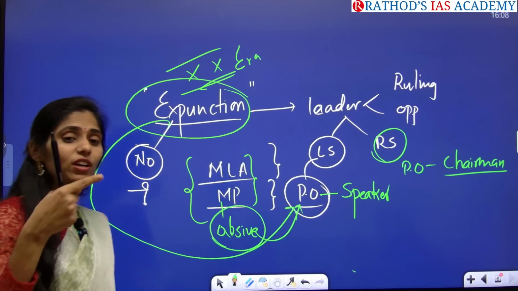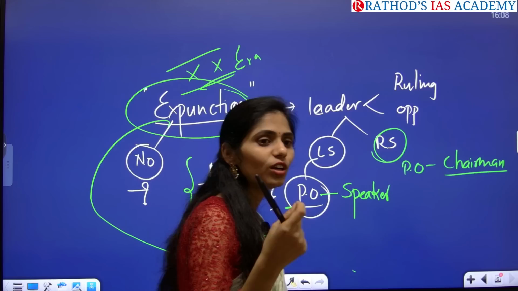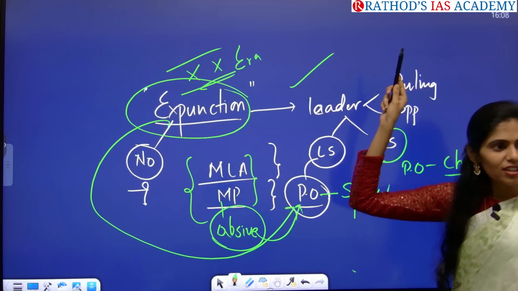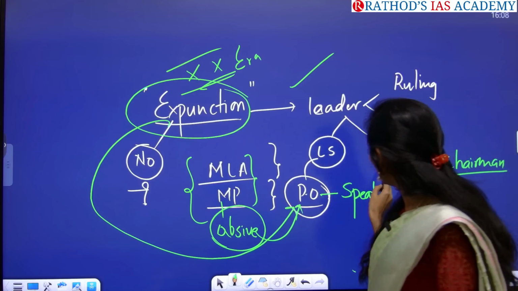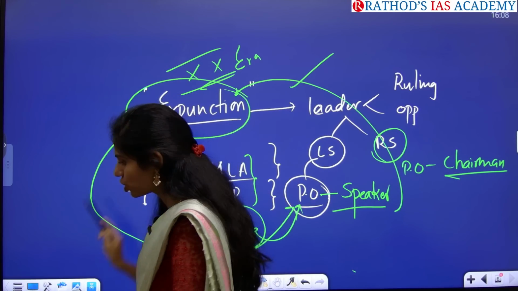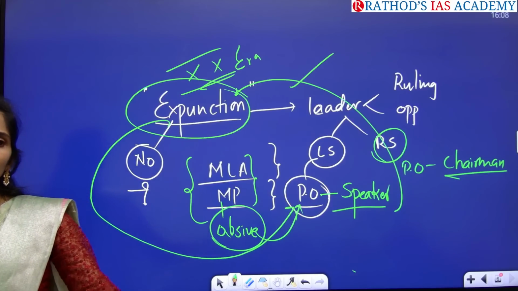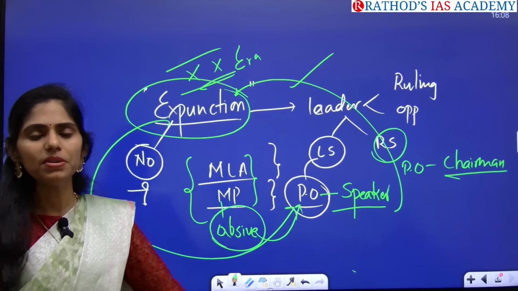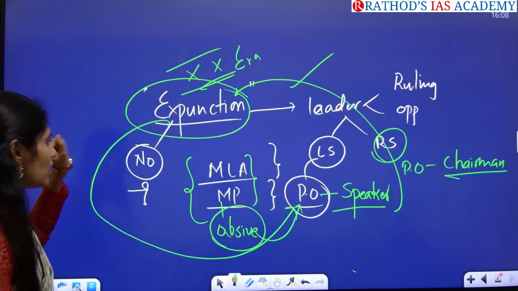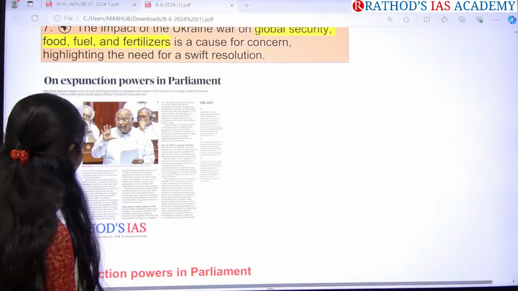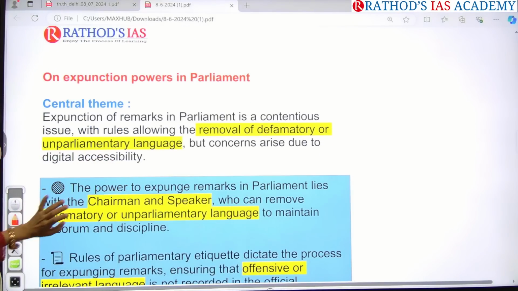I gave you one question in our classes regarding the powers of the Speaker and Chairman, right? There, you can add this point. Yes or no? The Speaker or Chairman has the power of expunction. Expunction is nothing but deleting or removing abusive words mainly spoken by the members in a session. It is also the discretionary power of the Speaker as well as the Chairman. Okay, now let us see this article in detail.